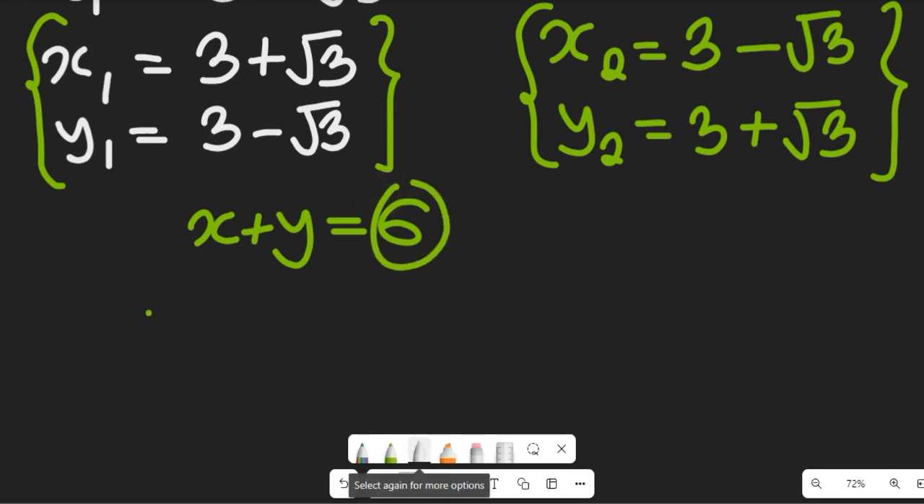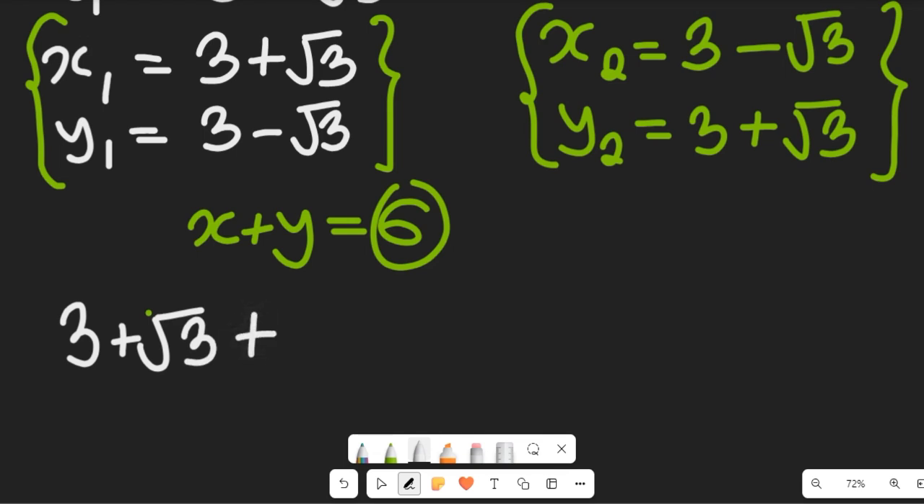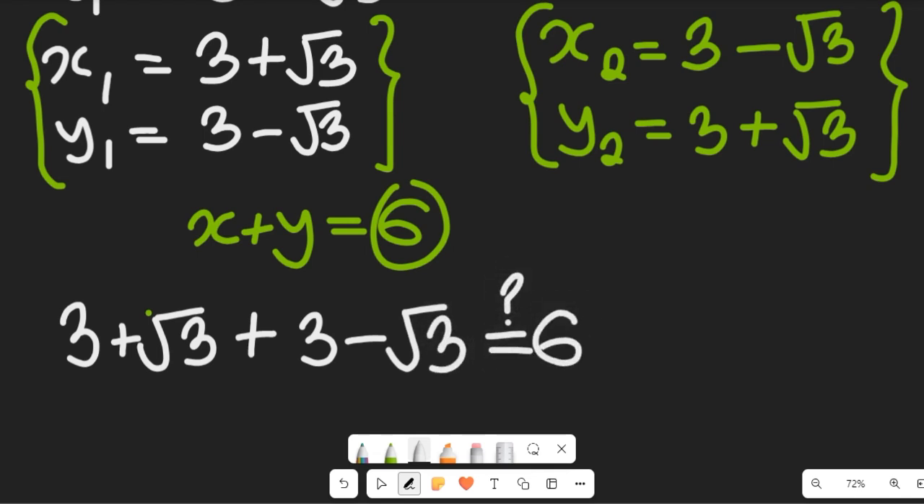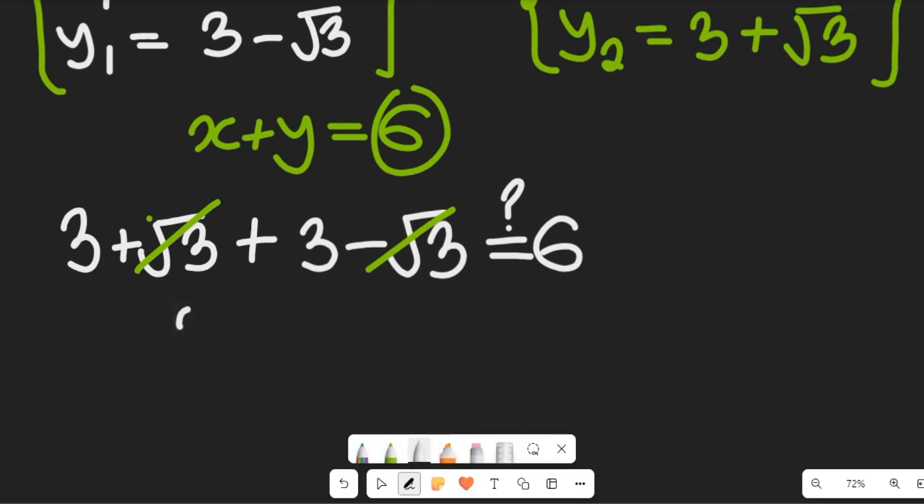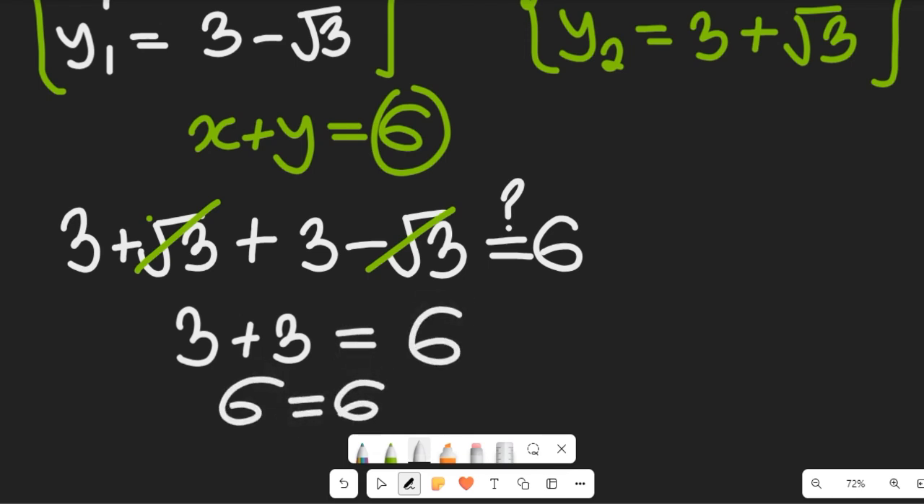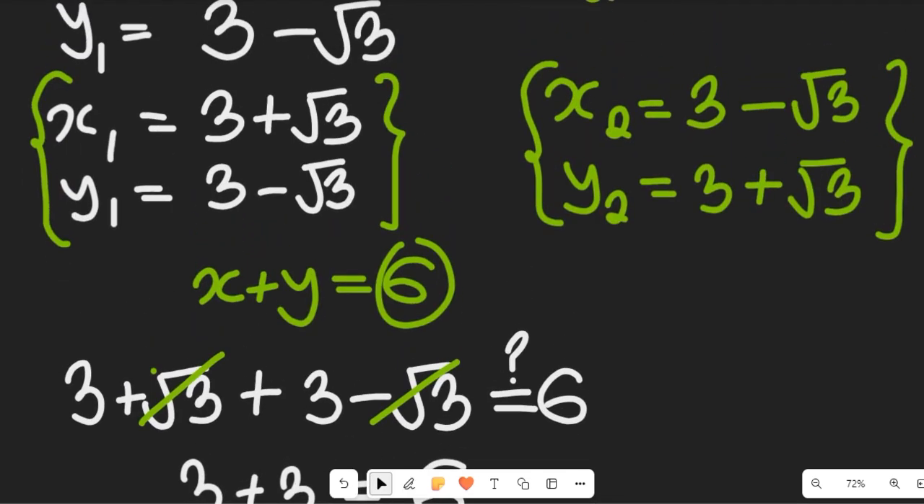Let's check it out. Our x1 is 3 plus root 3, right? And this is plus 3 minus root 3. Will this be equal to 6? From here you can see that this can simply clear this, and then we'll be left with 3 plus 3, and this will be equal to 6. So 6 is hence equal to 6, and that tells us that this expression is actually correct.